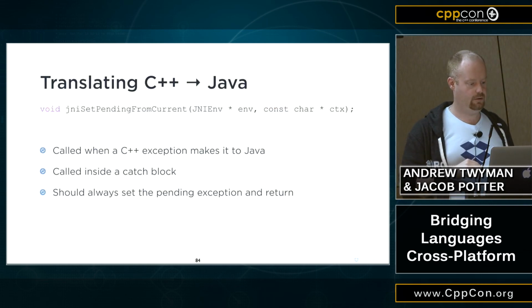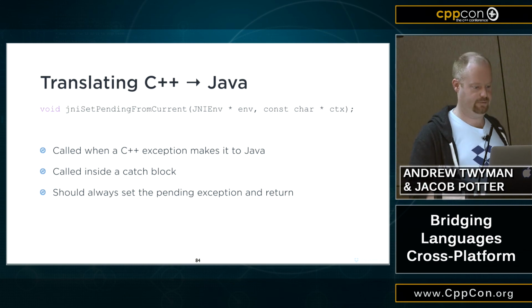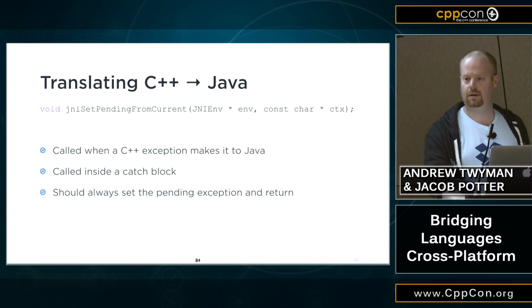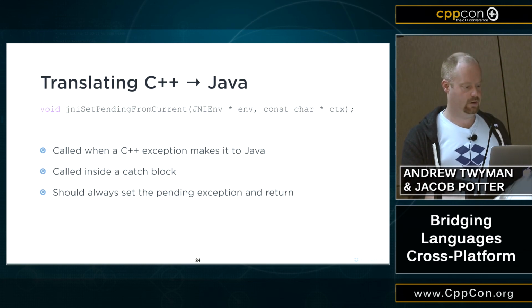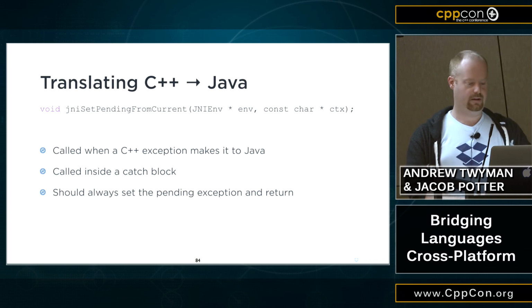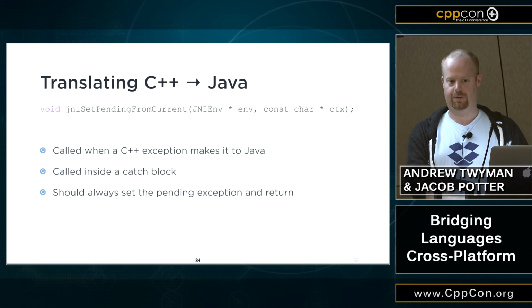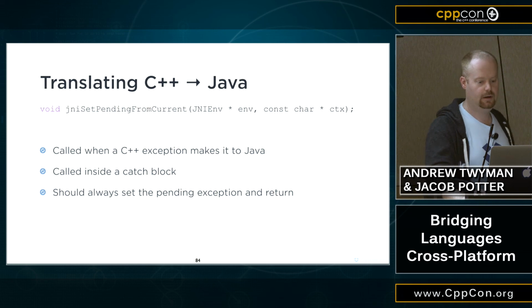The other direction, there's this function called JNI set pending from current. Its job is to be called when we know we have just caught a C++ exception of some sort. And we would like you to set the pending state in JNI with some Java exception of your choice.